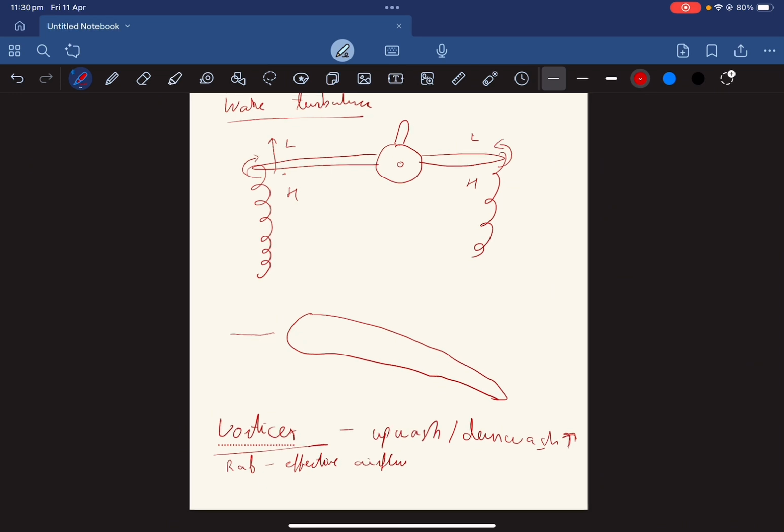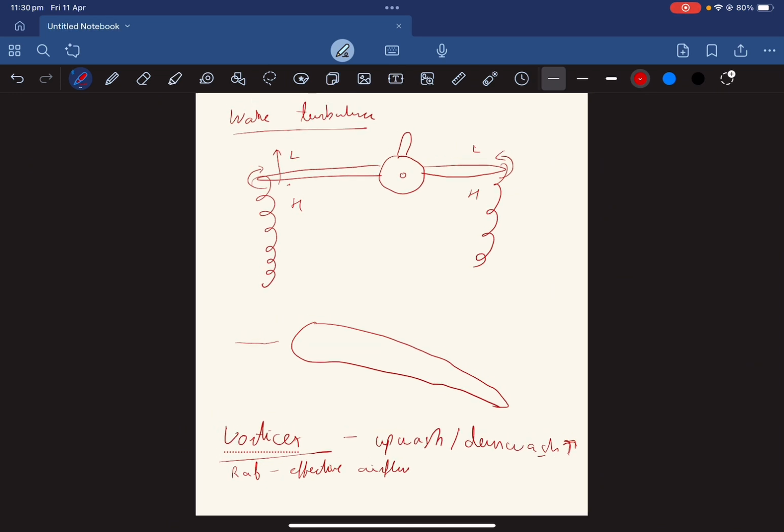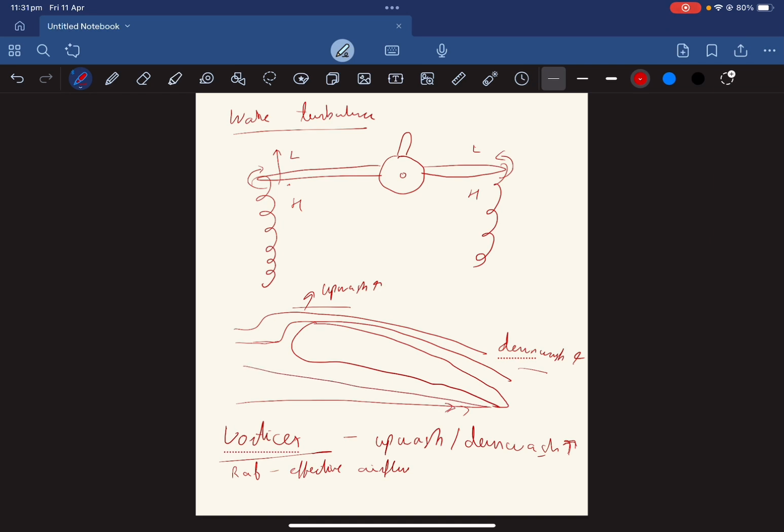Alright, so let's say this is my increase of upwash and downwash. Downwash has increased over here. So this was my relative airflow before. Due to this increase, this relative airflow is going to change into effective airflow. So this is my relative airflow and this is my effective airflow.